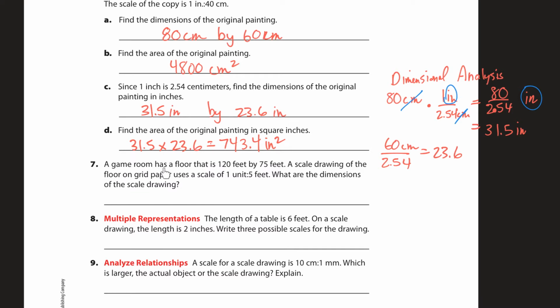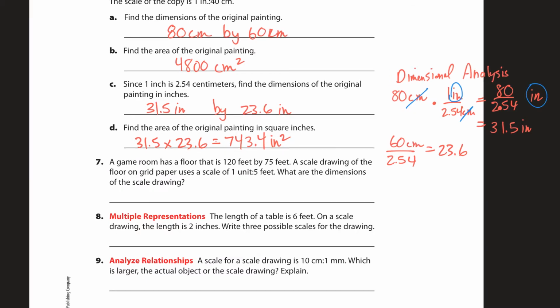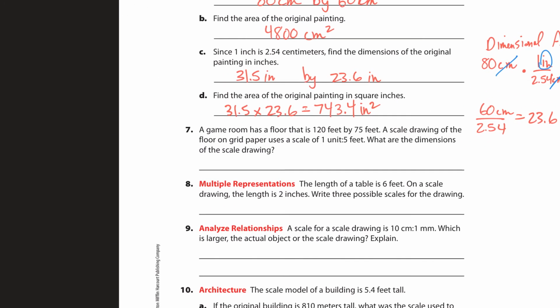A game room has a floor that is 120 feet by 75 feet. A scale drawing of the floor on grid paper uses 1 unit is 5 feet. What are the dimensions of the scale drawing? Okay, so let's change each of these individually. I'll bring this over here. I'll use my spot to the left.